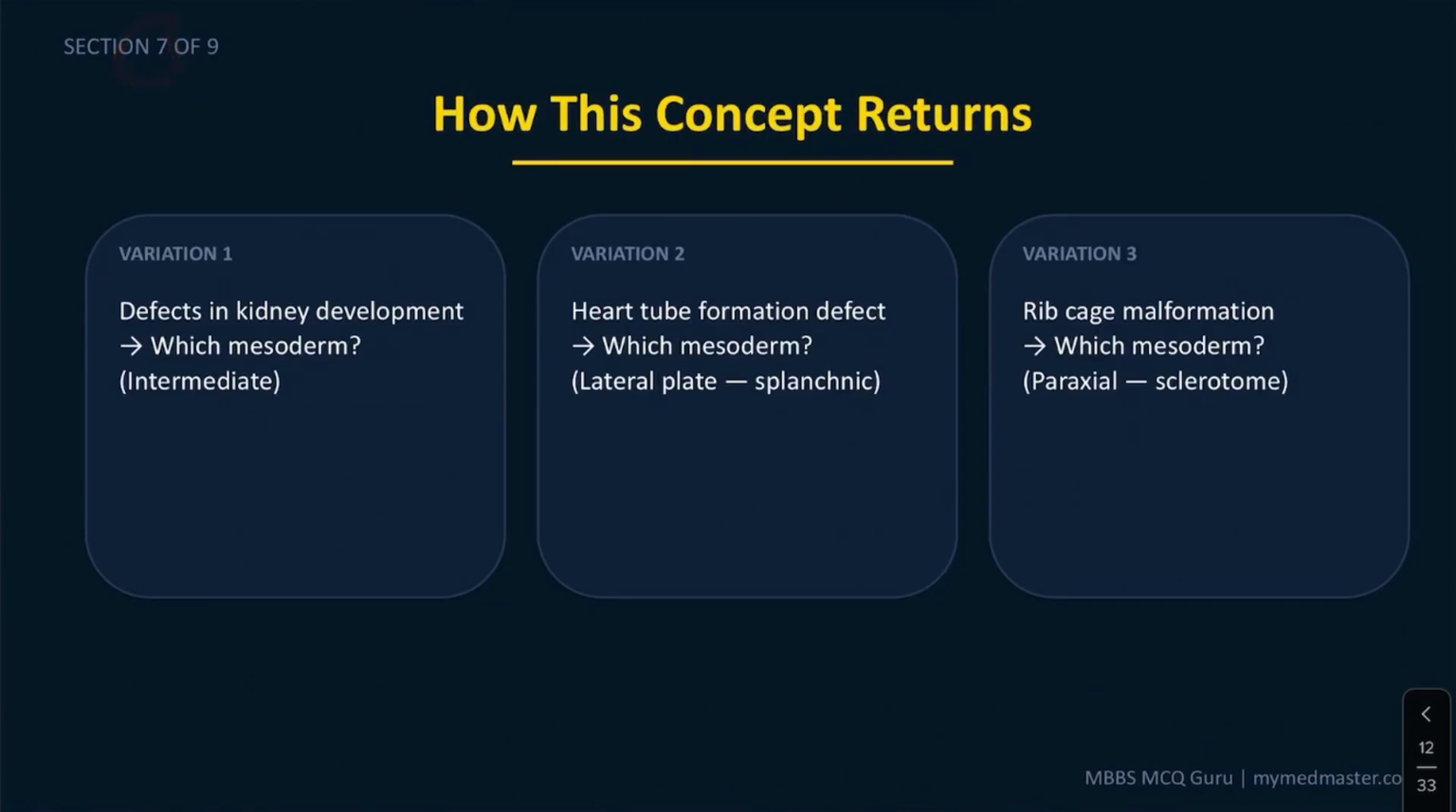Then, section number 7, how this concept returns in different forms and formats in your examination. The same mesodermal subtype question can appear as a kidney defect, that's intermediate mesoderm, a heart tube defect, that's lateral plate splanchnic layer, or a rib cage malformation, that's paraxial mesoderm again. So the tool shows you the transfer. So you are not just learning one MCQ, but you are learning the concept across all its exam variations.